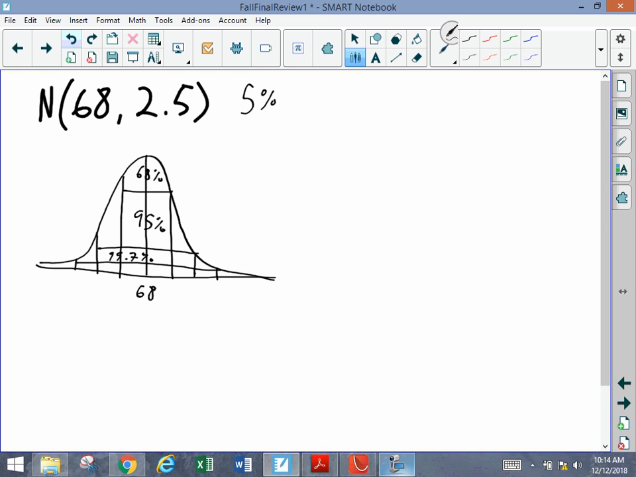So what do these intervals represent? This is 1 standard deviation away from the mean. And this is 2 standard deviations. This is 3 standard deviations. So what I'm looking for is the interval that is 2 standard deviations away from the mean. So this is going to be 68. So 68 plus 2.5, 70.5, and then 2 standard deviations. My bad. 70.5 is going over here. A little rushed today. Sorry.